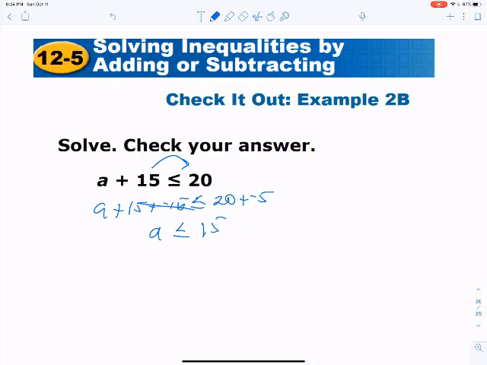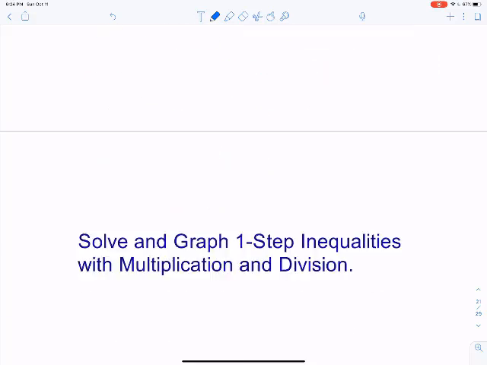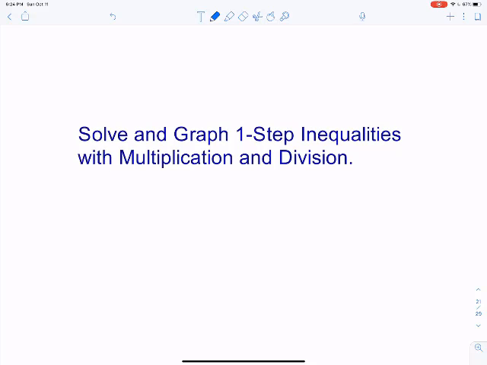So we're looking for a value where a is less than or equal to 15. Again, a really nice value to use because it's part of the solution set is 0. If I plug in 0 above the a, 0 plus 15 is 15. Is that less than or equal to 20? Yes, it is. So that is how we solve addition and subtraction.